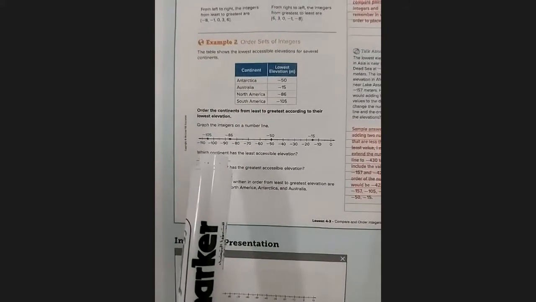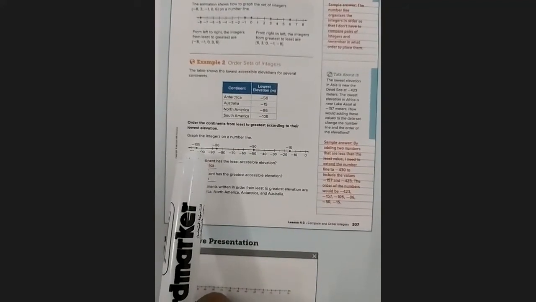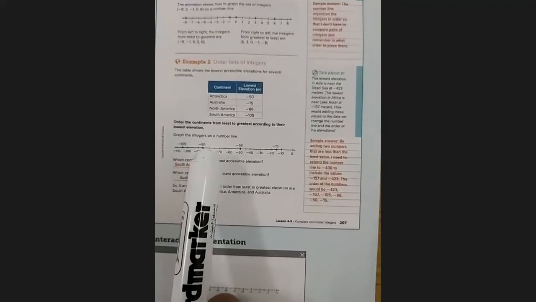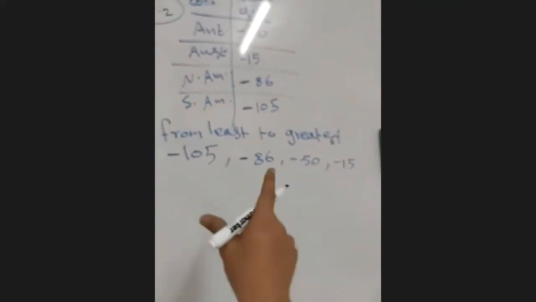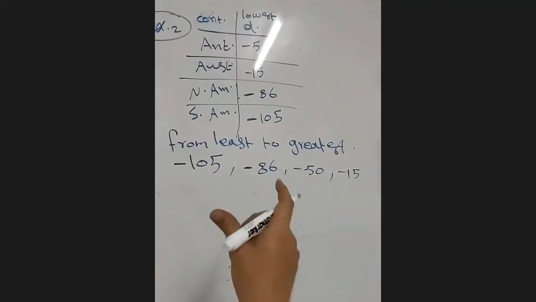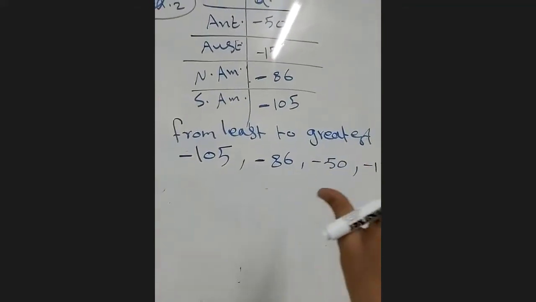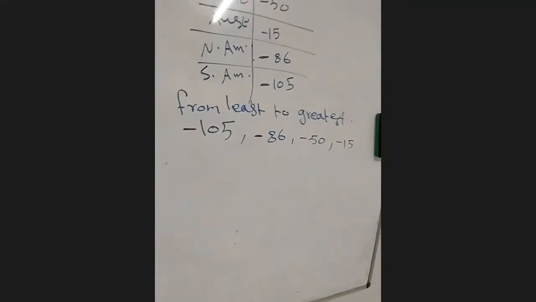Look, guys, here on the book you have a number line. Here we have -105 is the least, then -86, then -50, then -15. You can write the order beside or under the question, as we did here. It's not important to copy them on the number line. Just write the order. It's okay.